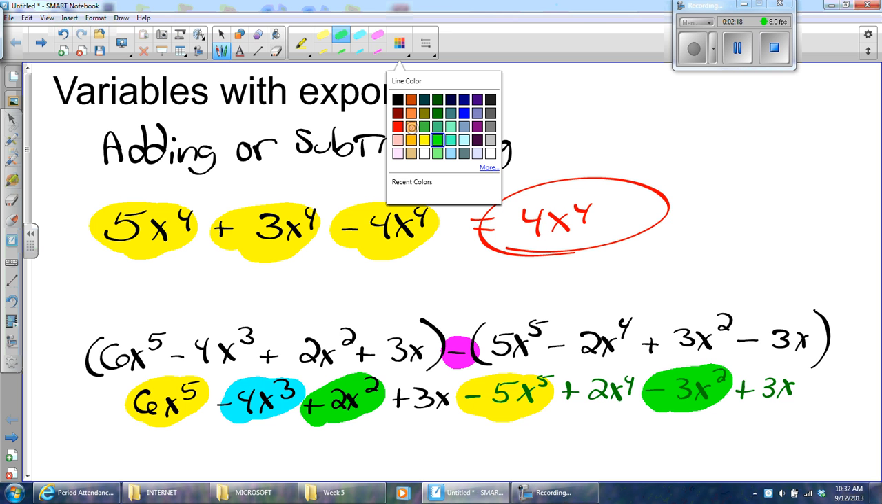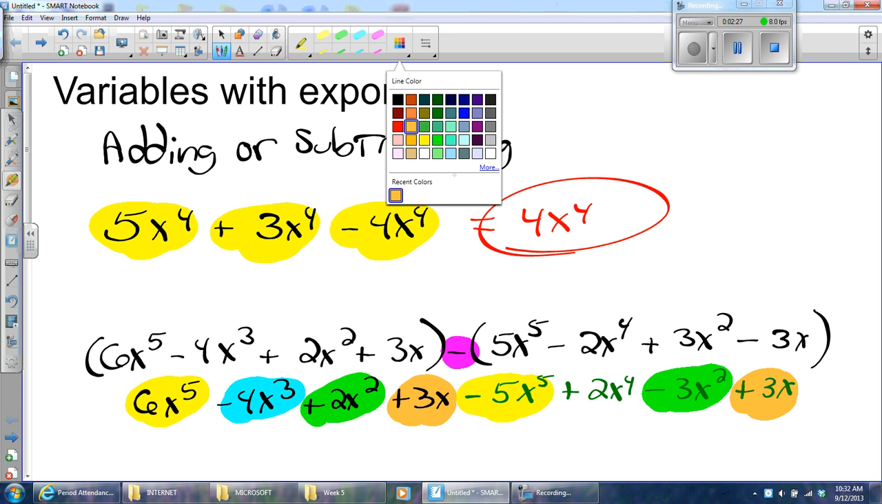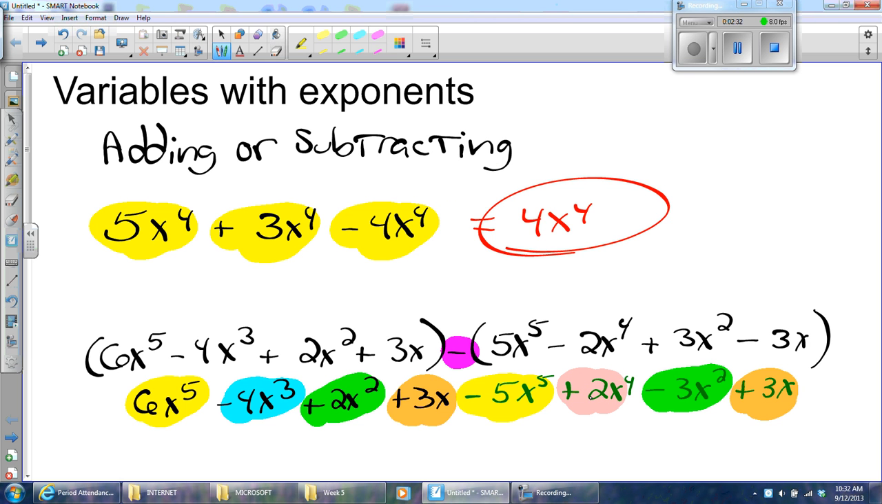Let's switch to another color here. Then I have a positive 3x and a positive 3x. And one more color looks like it's necessary. I guess I haven't used this one. Now I'm just going to combine my like terms. Again, this should all be review. You should know what's going on.